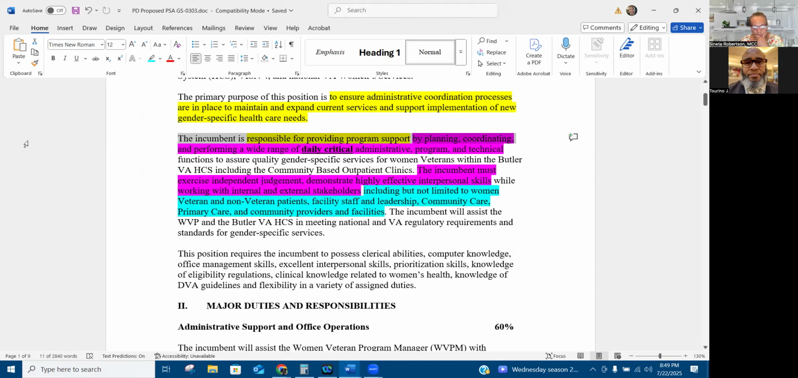The incumbent will assist the WVP. Who would that be? I don't know who that is. Maybe the organizational chart will help you. Yep, I'll look at it later. And in meeting national and VA regulatory requirements.